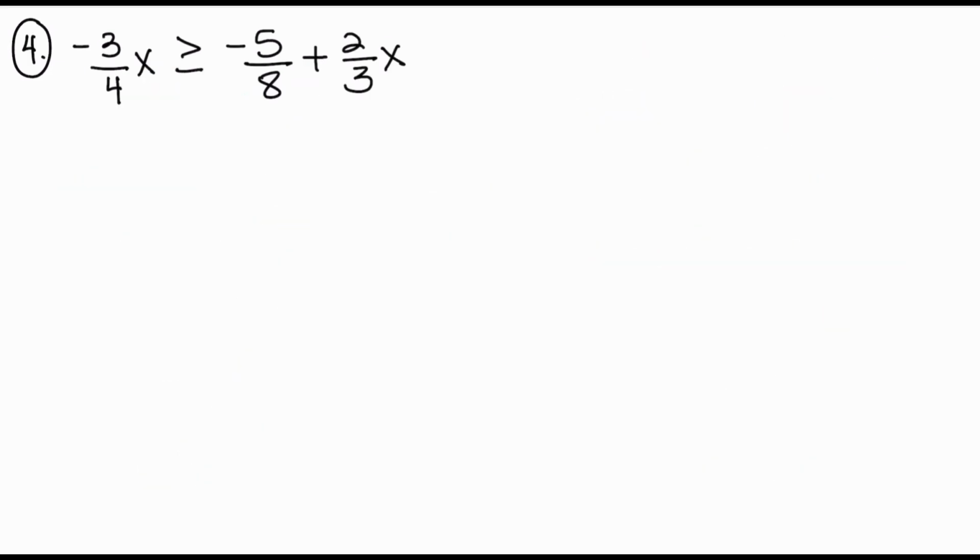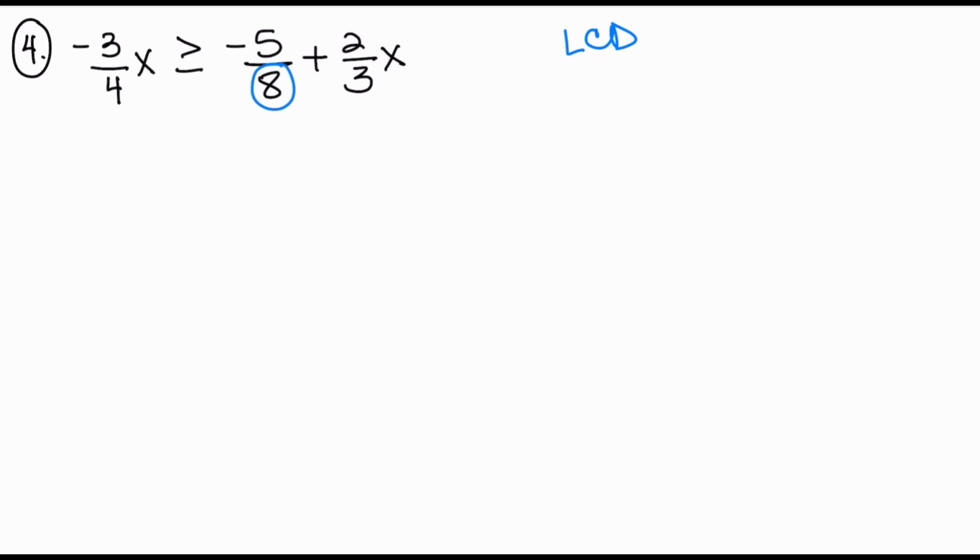In question number 4, we have a fraction. One of the things that we can do to make our lives a little bit easier is multiply every single fraction by the least common denominator. The least common denominator is the same as the least common multiple. You always start with the bigger number. So here the bigger number is 8.